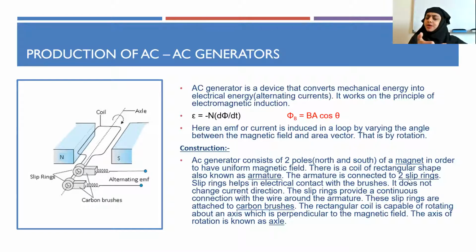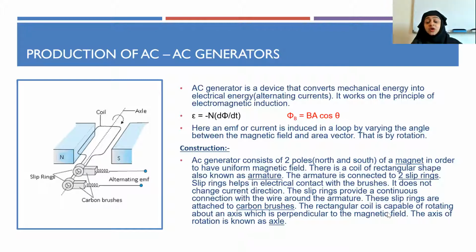Why are they called slip rings? Because they slip across two carbon brushes. So this carbon is a conductor of electricity. So metals are conductors of electricity. So whatever current is produced in this rectangular coil will flow through the slip rings, then it will pass through the carbon brushes and get into the external circuit. So the slip rings provide a continuous connection with the wire around the armature. The slip rings are attached to carbon brushes, as you can see here.